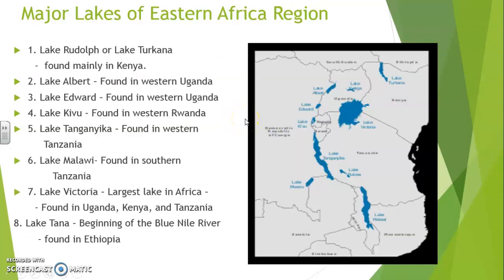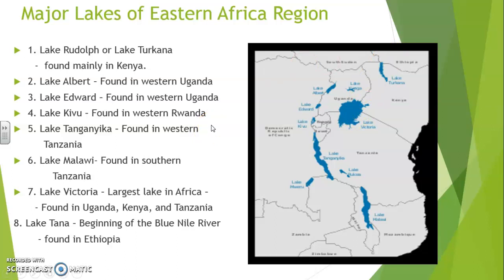Major lakes also in this region. Lake Rudolph, also sometimes called Lake Turkana, is found up on the top, up here. Then you have Lake Albert right here. Lake Edward, Lake Kivu, Lake Tanganyika, Lake Malawi down here, Lake Victoria, the largest one that they have, and then I mentioned up in Ethiopia, Lake Tana, which is the beginning.